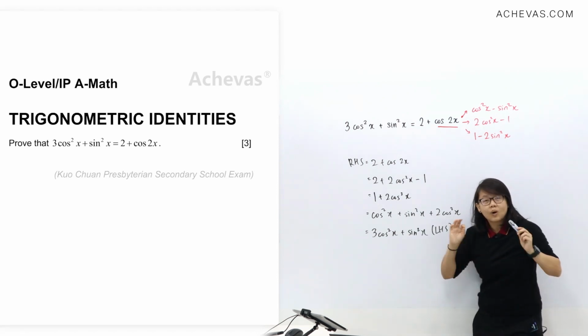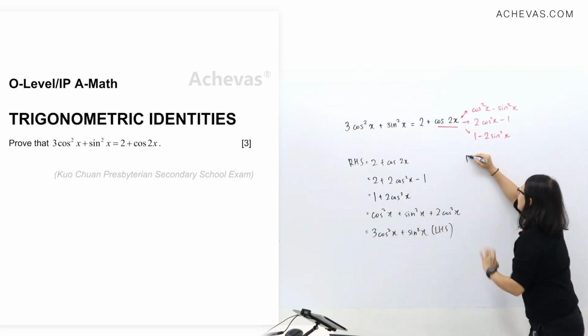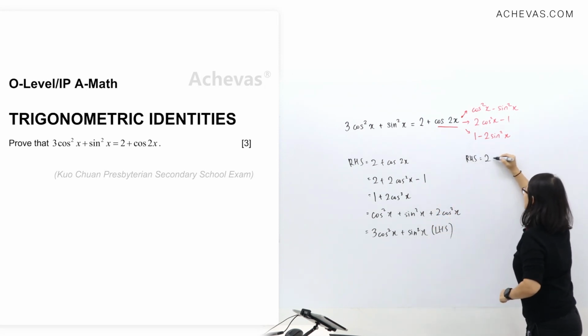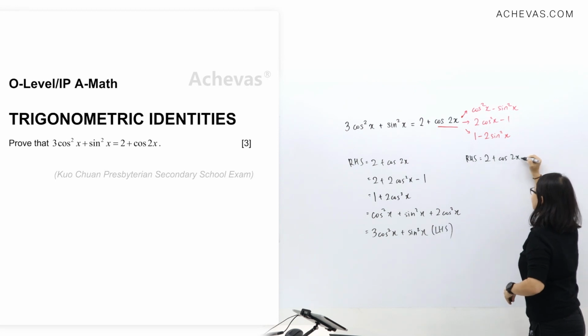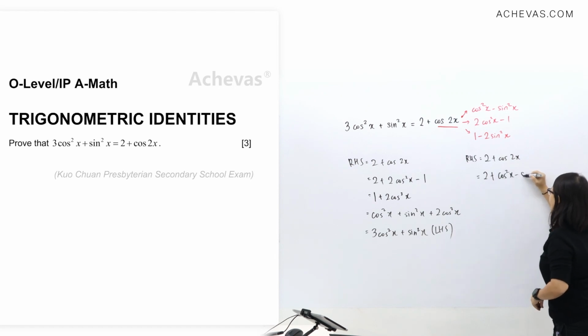Now, let's take a look at what happens if I pick the first option. So I'm going to do it again. Right-hand side equals 2 plus cos 2x, and I'm picking option number 1. So I'm going to change cos 2x to cos square x minus sine square x.